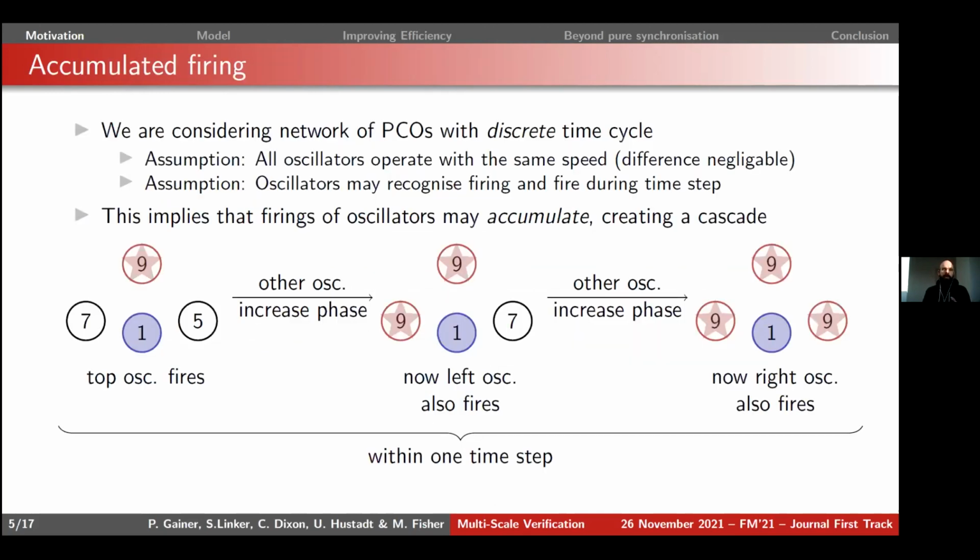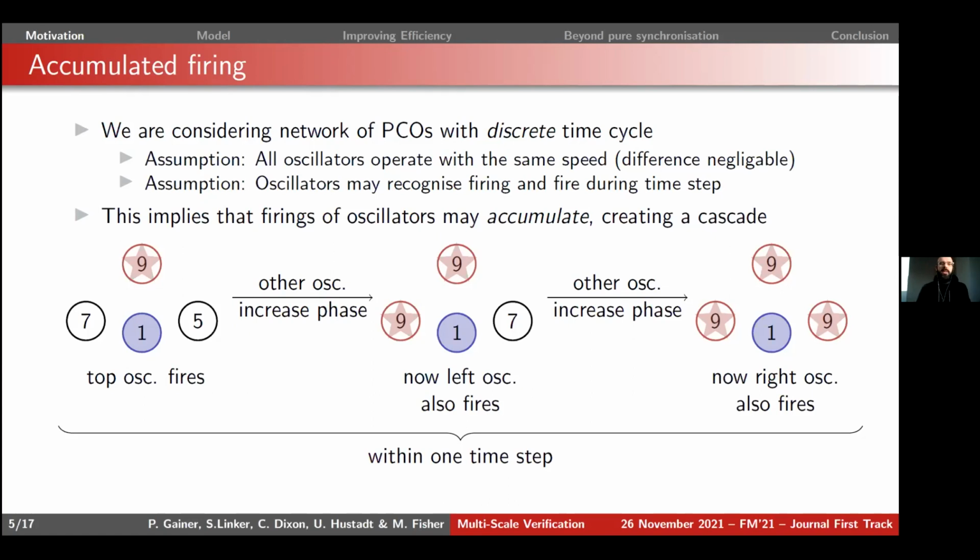So what we are doing in this network, because we're looking at computing, is looking at networks of pulse-coupled oscillators with a discrete time cycle. Traditionally, in biology, the time cycle is actually the real values between 0 and 1. But since we're working with chips and finite amounts of memory, we assume that we have a discrete time cycle. That gives us some other assumptions, and that is that all of these oscillators operate with the same speed. So they may work in different cycles at different phases, but they will progress with the same speed.